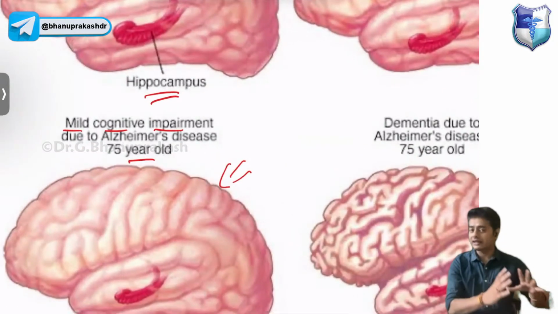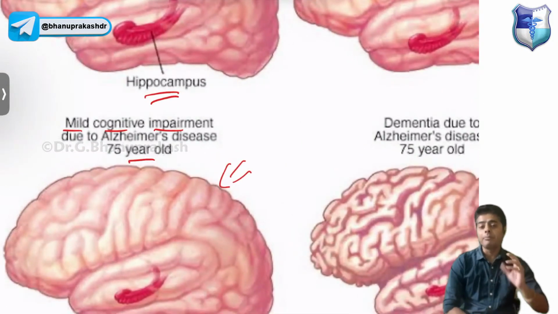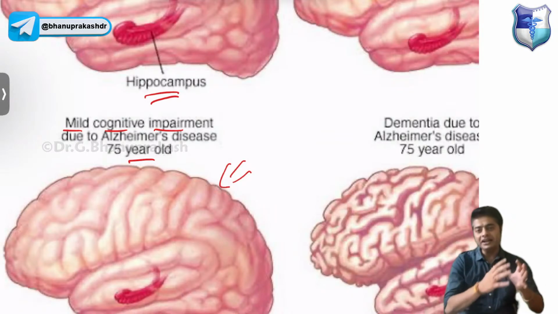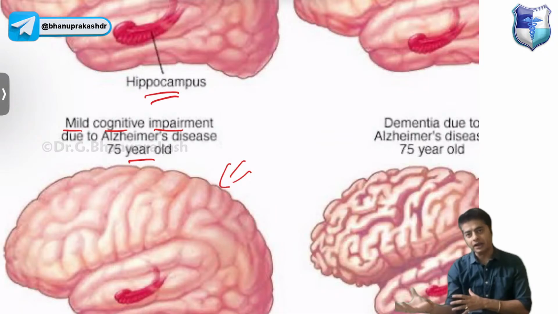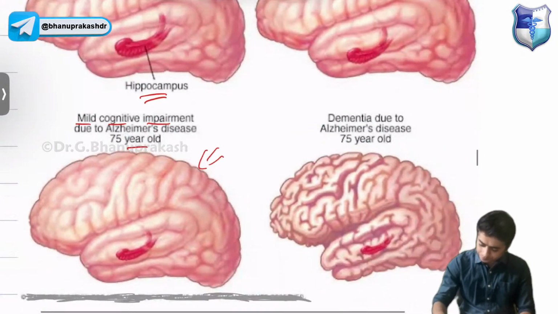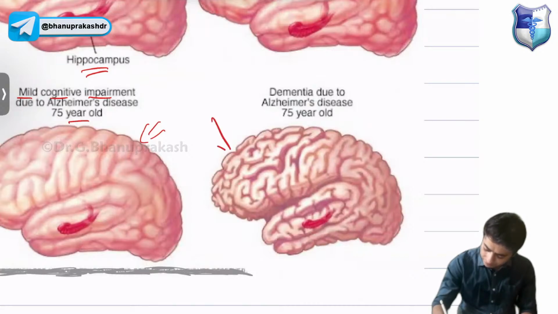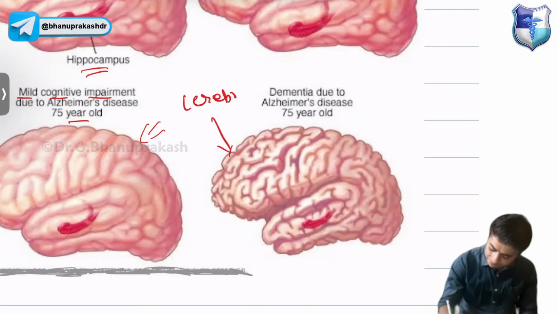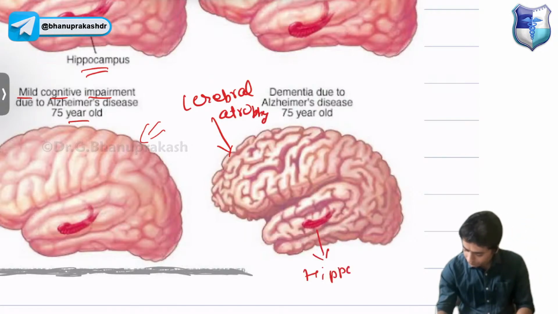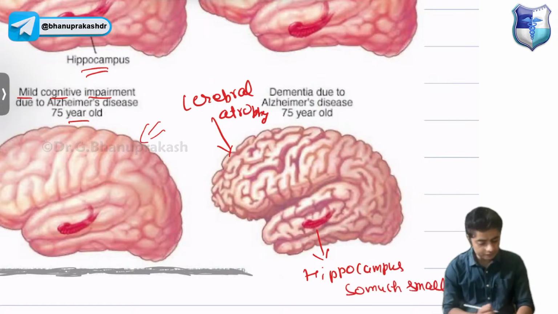And we all know, what do you understand by the term mild cognitive impairment? I have told in an earlier class that cognitive function loss is there, but the patient can do day-to-day activities. But in dementia, that is the major cognitive impairment, you can't do your day-to-day activities. So here you are seeing the cerebral atrophy. So much cerebral atrophy is there. And your hippocampus is so small and shrunken.